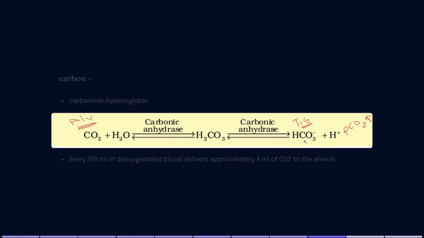So it gets converted into HCO3 negative and H positive. A simple thing you can remember is that in tissue, the form in which CO2 is present is HCO3 negative. In tissue, 70% of CO2 is transported as bicarbonate, in the form of HCO3 negative, since the PCO2 is high. And in alveoli, since the PCO2 is low, the form in which carbon dioxide is present is obviously CO2.